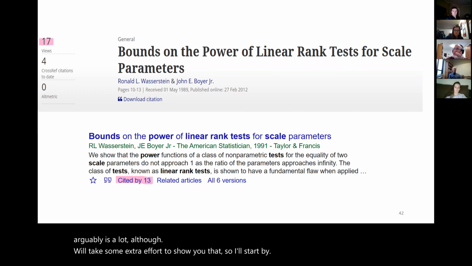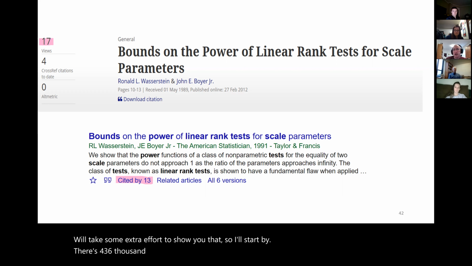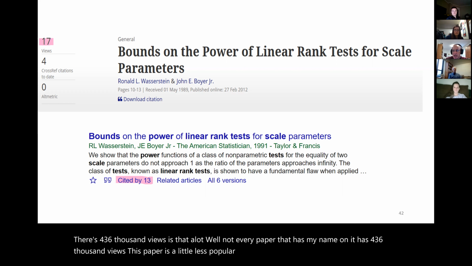So I'll start with this 436,000 views. Is that a lot? Well, not every paper that has my name on it has 436,000 views. This paper is a little less popular than that paper. So that's one way of looking at it.